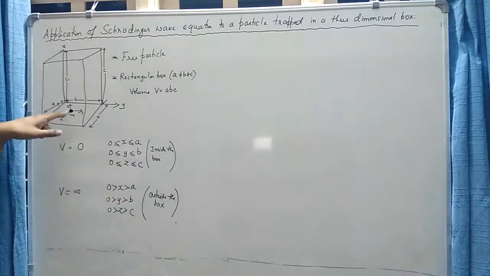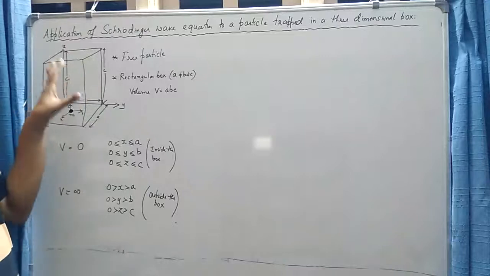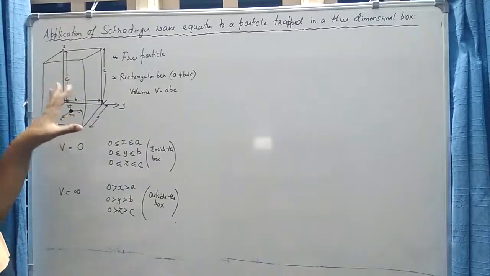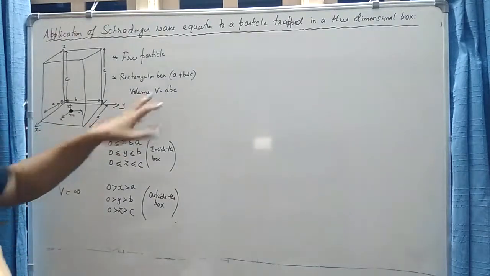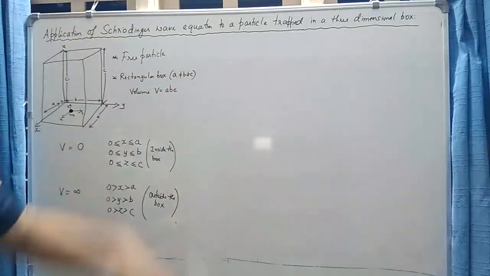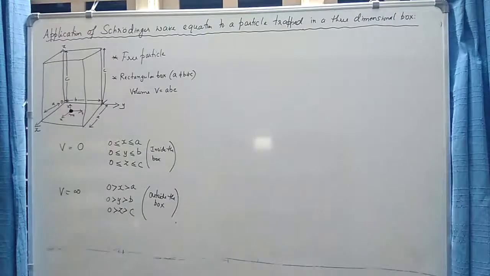So here I have shown a particle of mass m which is trapped inside a three-dimensional rectangular box. What do you mean by a rectangular box? The height, length and breadth of this box are not equal to each other. They may or may not be equal, so a is not necessarily equal to b and not necessarily equal to c. Such a three-dimensional region is called a rectangular box.